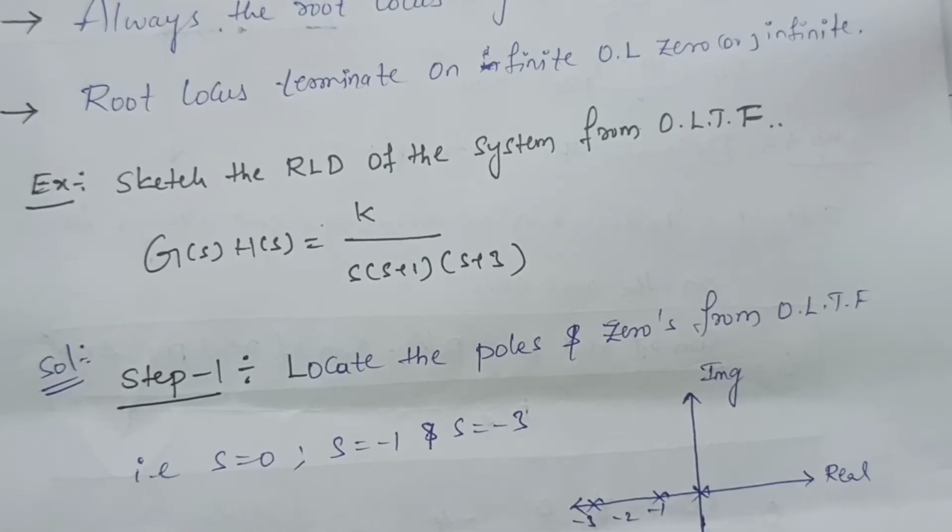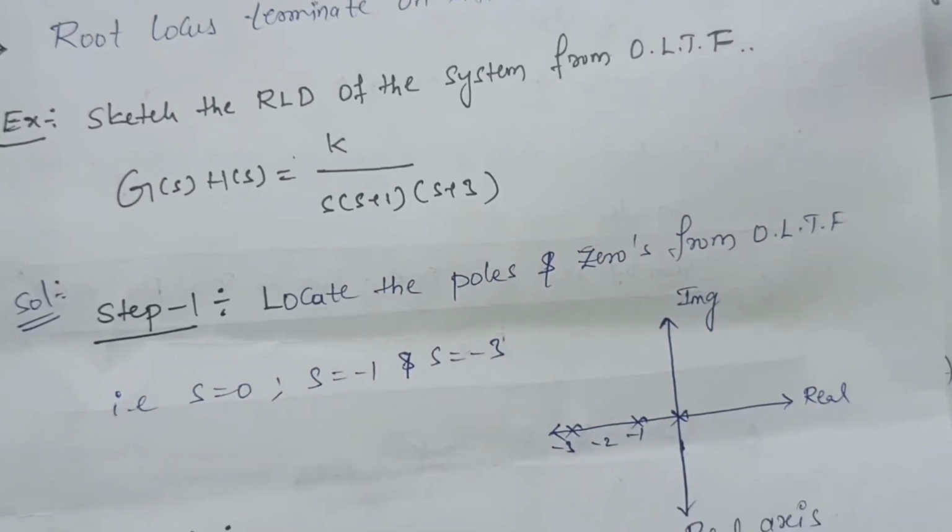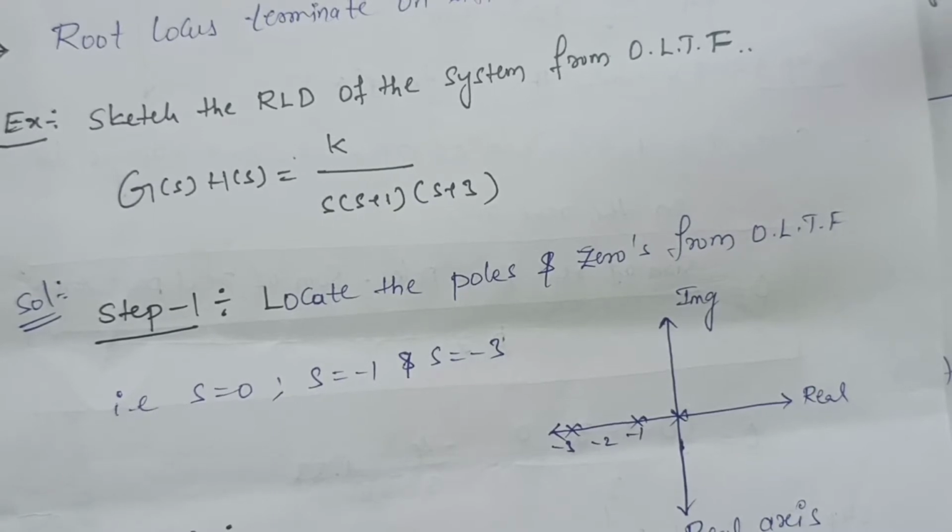Now, total we have 7 to 8 steps in root locus. We need to discuss the total steps first. From step number 1, from the given open loop transfer function, we find the roots of the open loop transfer function from the numerator as well as the denominator. If you take the numerator, those roots are called zeros. If you take the denominator, those roots are called poles.